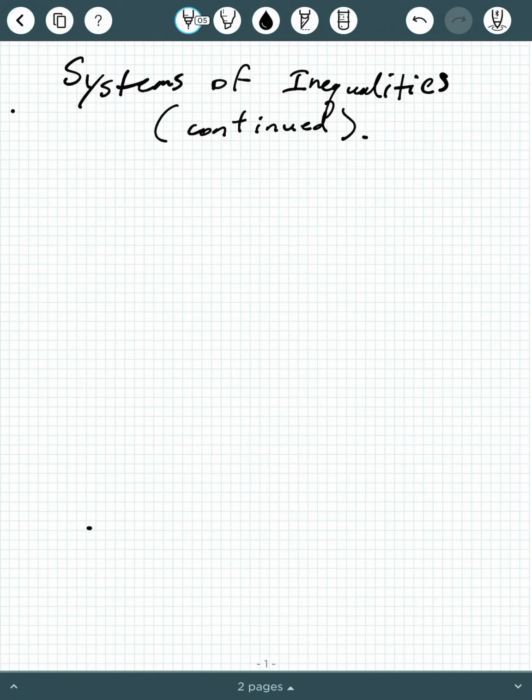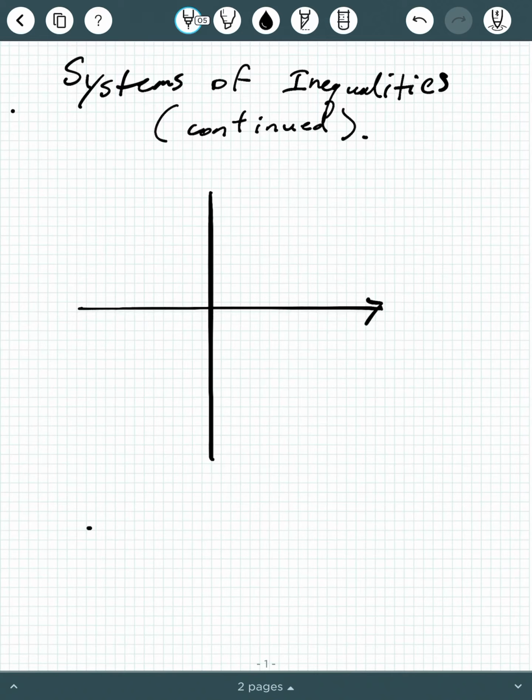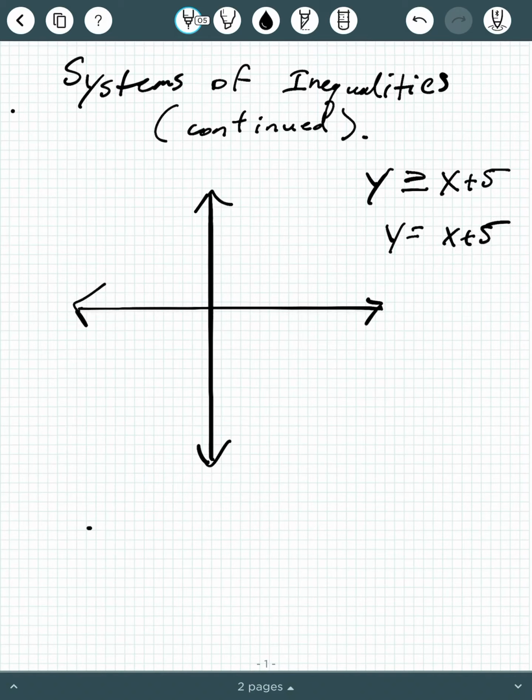So just a couple quick reminders. If we look on the coordinate plane, and we explore just a single inequality, like y is greater than or equal to x plus 5, we graph the boundary line that would contain answers because it's greater than or equal to, just like we would a linear equation. So we kind of treat it like y equals x plus 5 right at the beginning.